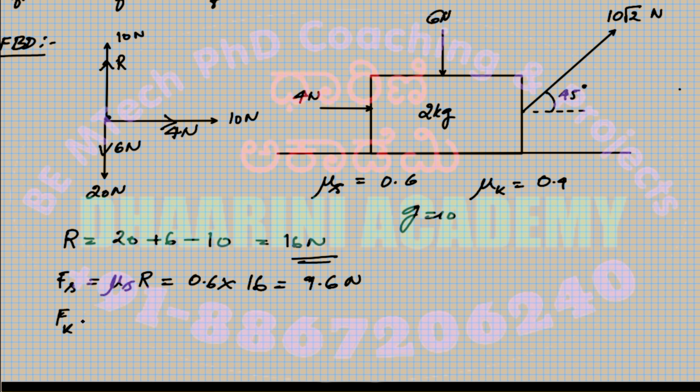So Fk, the friction because of the movement or the kinetic, is mu k into R. Mu k is 0.4 into 16. Okay, so this is now 6.4 Newton.